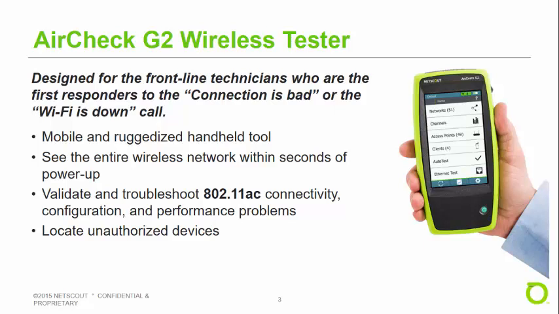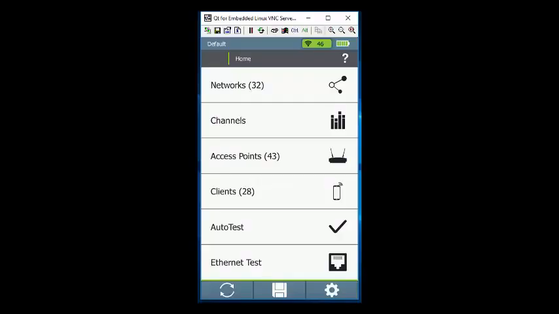The NetScout AirCheck G2 wireless tester is a powerful tool for network technicians to validate and troubleshoot modern high-speed Wi-Fi networks, including 802.11ac networks. Let's take a quick test drive of this cutting-edge device to see some of the things it has to offer and what makes it so unique.